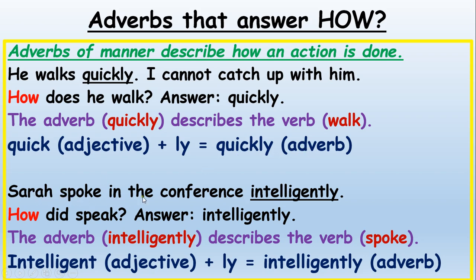Sarah spoke in the conference intelligently. How did she speak? Intelligently. The adverb intelligently describes the verb spoke. If we were talking about Sarah, we would say she's an intelligent person. But right now we are talking about the way she talked. How did she speak? Intelligently. Intelligent is an adjective. When we added ly, it became an adverb.